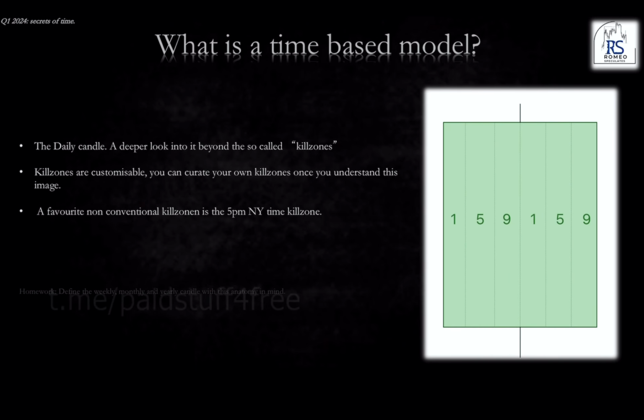This is a look at the daily candle beyond the so-called kill zones. The daily candle has 6 4-hour candles, hence the importance of the numbers 159, 159. This is something I've hinted at before, and I've spoken about in the previous private group, which was level 2, Time and Turtle Soup, which you can find on the website. Link in the Twitter bio.